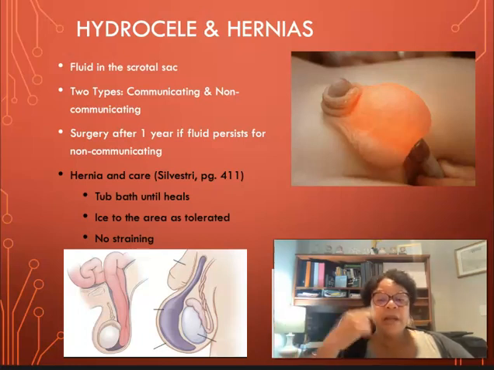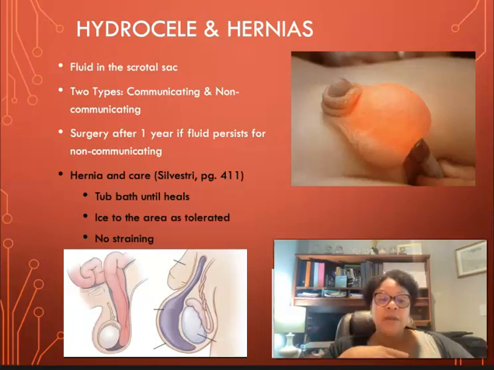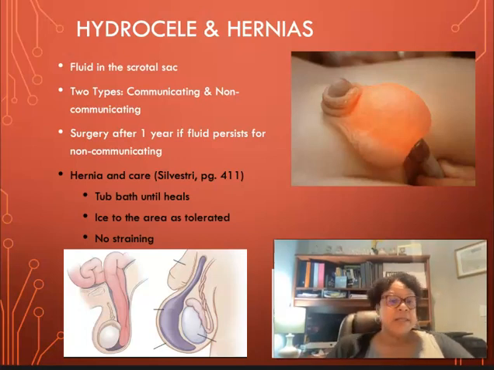Non-communicating means that the closure did happen, so there's a temporary failure of the closure, and the fluid from the abdomen basically leaked down and is trapped. So we want to monitor to see if the body will just reabsorb it or take care of the fluid on its own. If that doesn't happen, then probably after a year, they're going to go ahead and do the surgery. So again, this is not painful.